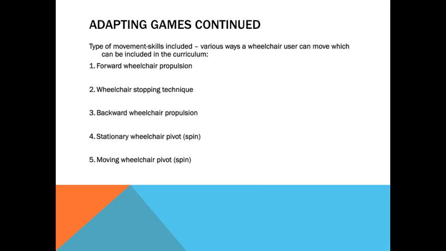Type of movement skills included for a wheelchair user. There is forward wheelchair propulsion, wheelchair stopping technique, backward wheelchair propulsion, stationary wheelchair pivot, moving wheelchair pivot, which are all different movement skills. These can be used in the curriculum as it's broken down into integral parts in order to complete each skill. For example, the forward wheelchair propulsion consists of 6 integral parts in order to complete the skill.